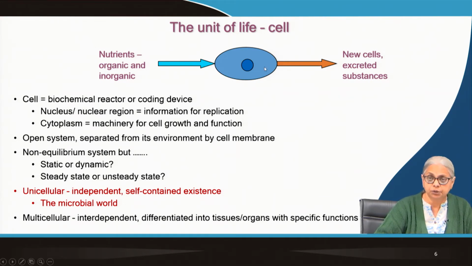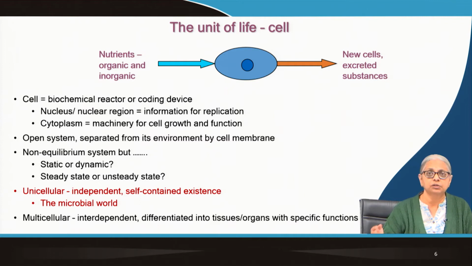In the process of reproduction as well as growth, new cells will be created and some amount of waste will be generated. So these excreted substances, they may be fragments of biopolymers, they may be fragments of macromolecules, they may be fragments of DNA, whatever they are, they're going to be excreted back into the environment. Okay, so this is our basic understanding. This is the simplistic understanding of how a microbial cell can survive in the environment.